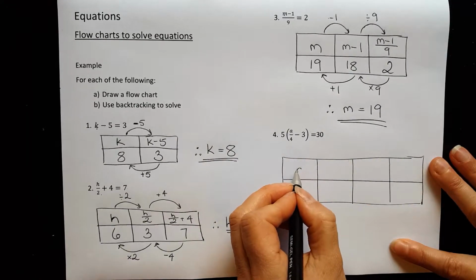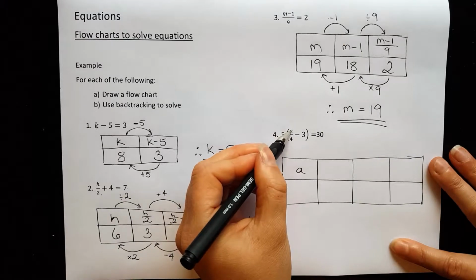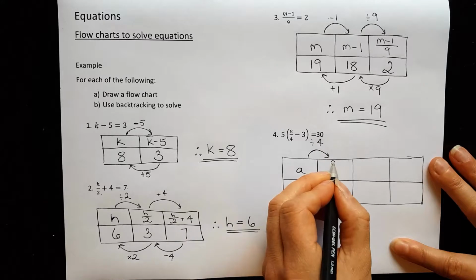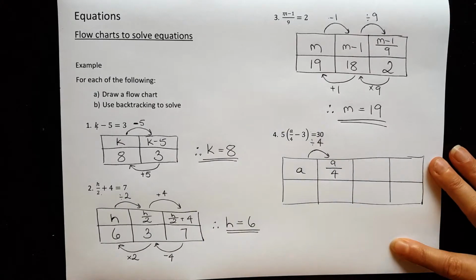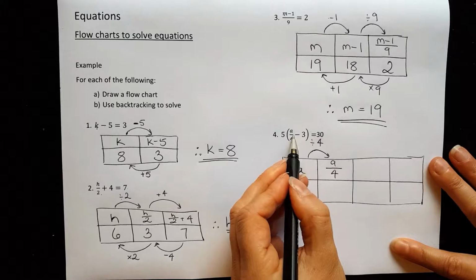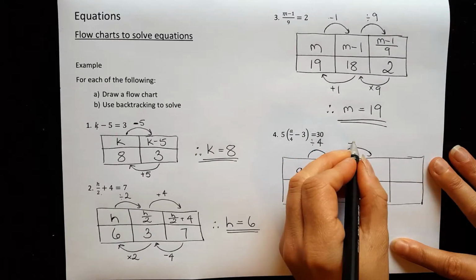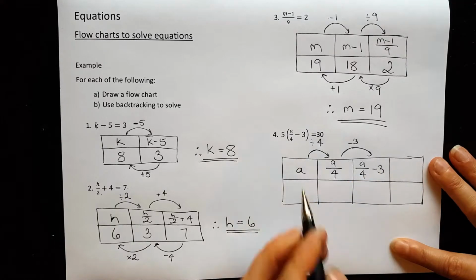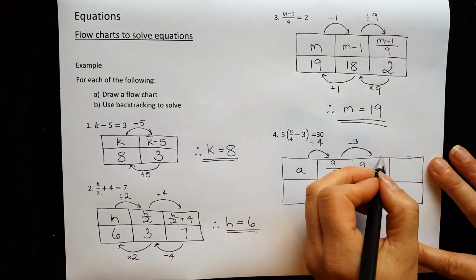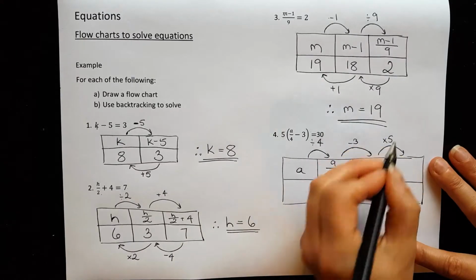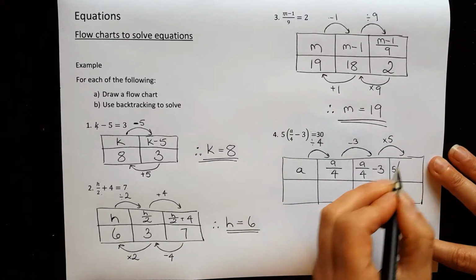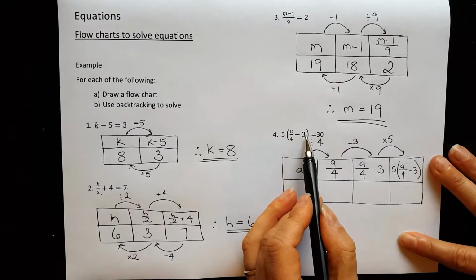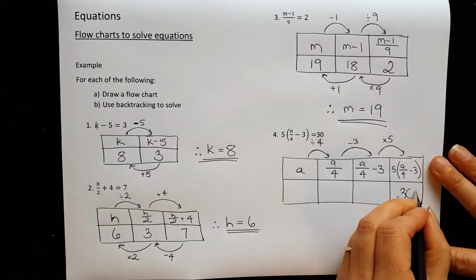So our pronumeral is a. The first thing we need to do to a is divide it by 4 to get a over 4. Then in this bracket here, we need to subtract the 3 to get a over 4 minus 3. And then that whole thing needs to be multiplied by 5. So we have 5 multiplied by a over 4 minus 3, and that is all equal to 30.